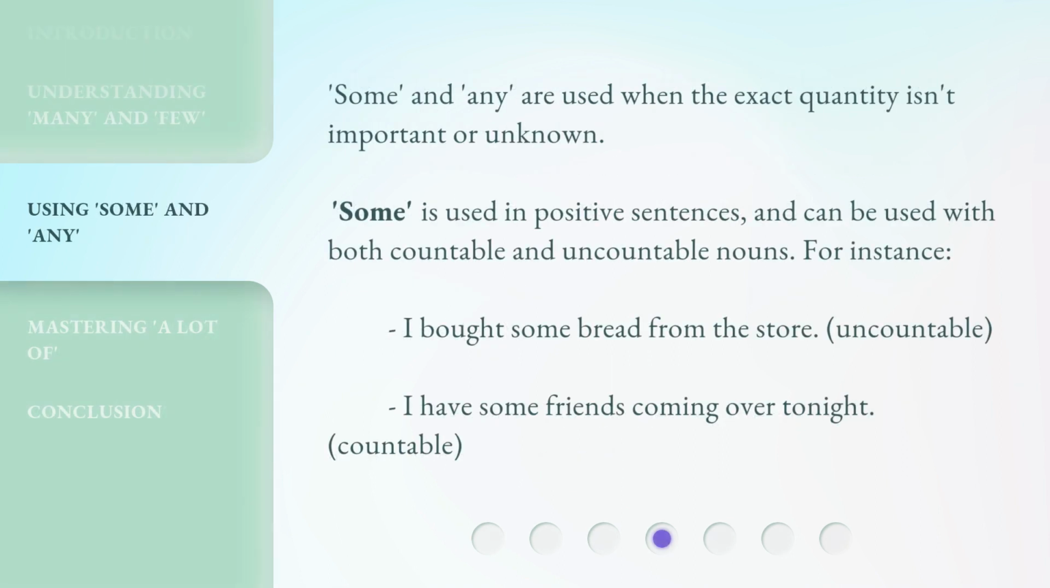Some and any are used when the exact quantity isn't important or unknown. Some is used in positive sentences and can be used with both countable and uncountable nouns. For instance, I bought some bread from the store. Uncountable. I have some friends coming over tonight. Countable.